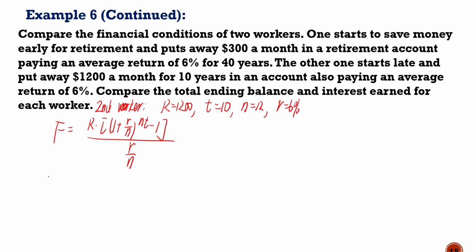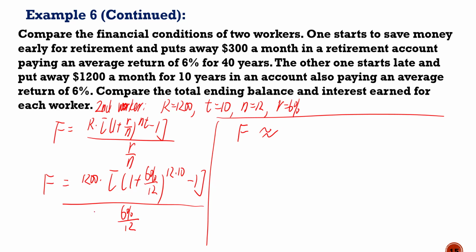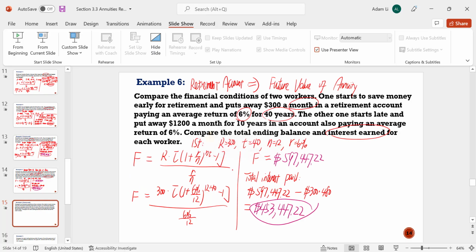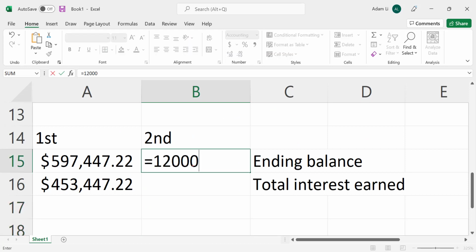Now one more time, we throw in the numbers. So 1,200 times 1 plus 6% over 12, raised to 12 times 10, minus 1, over 6% over 12. And one more time we put it into the Excel. So the second person is contributing a lot more, right? Four times as much.